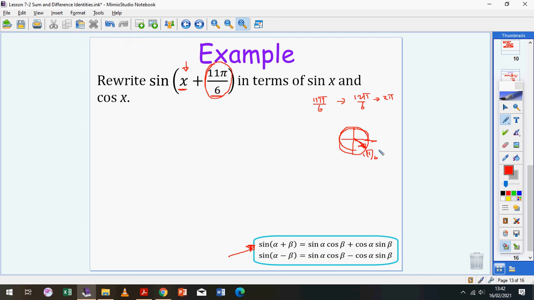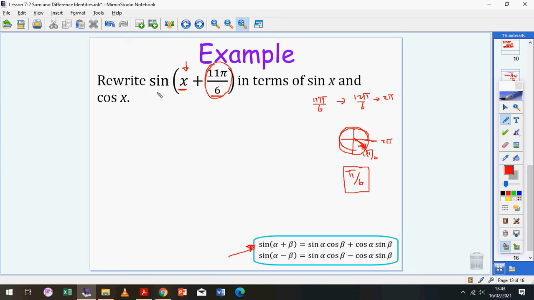And since this is 2 pi, I hope you can see that the only thing missing from this to go to 12 pi over 6 is the pi over 6. So that acute angle that I'm looking for is pi over 6. Now, that acute angle is pi over 6, but however, the sign in this quadrant of that angle should be negative. Cosine will be positive.